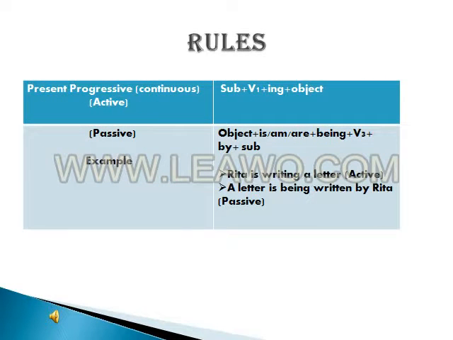Present continuous tense, or you may say present progressive tense. Rule for this: subject plus verb first form plus ing plus object. For passive voice: object plus is/am/are plus being plus verb third form plus by plus subject. Here is the example for active voice: Rita is writing a letter. Example for passive voice: a letter is being written by Rita.